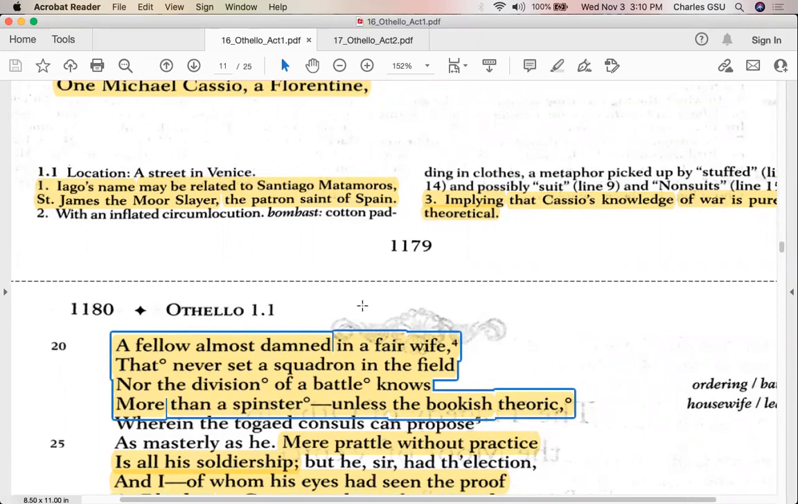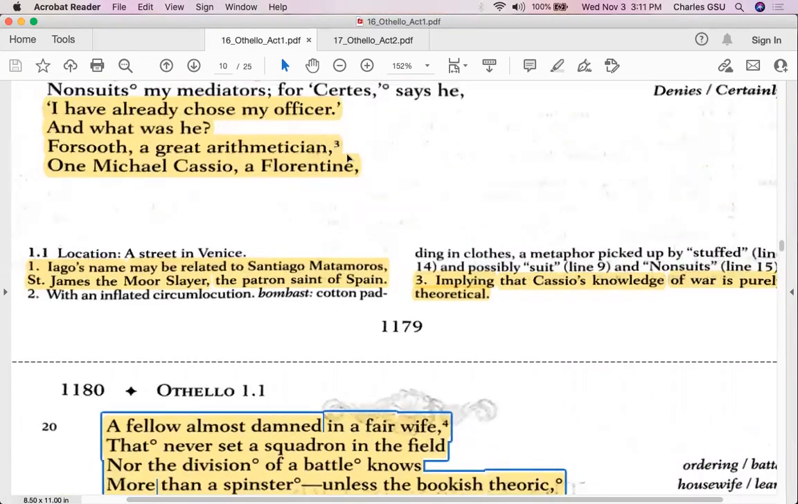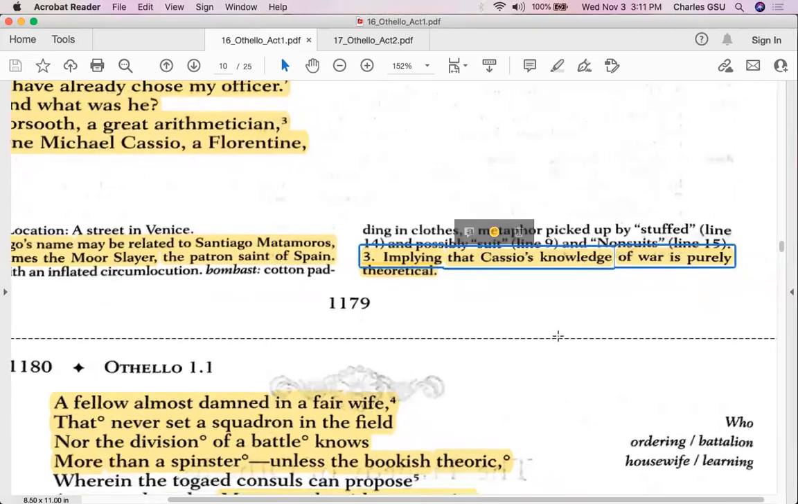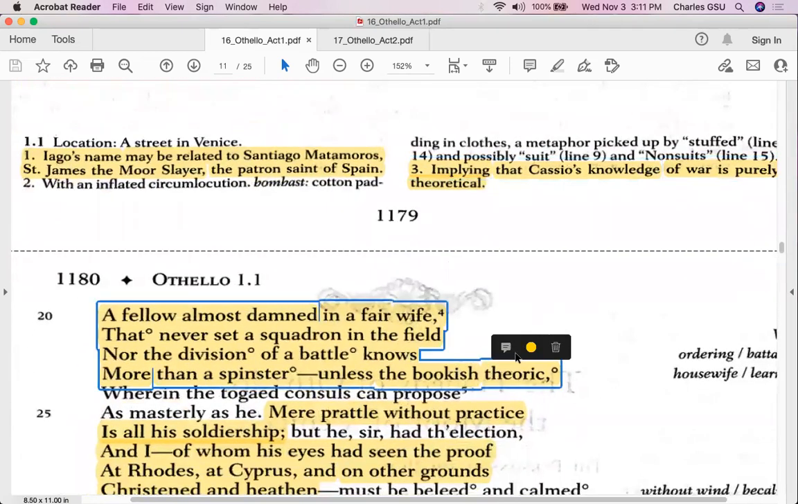So if you read all of the gloss on the side, but also the footnote, whenever there's a footnote, like there's a footnote 3 right here, if you're blowing out the footnotes, you will miss a lot of the information and some of the answers to the quizzes. It says here that Cassio's knowledge of war is purely theoretical, which is where we get the bookish theoric reference.